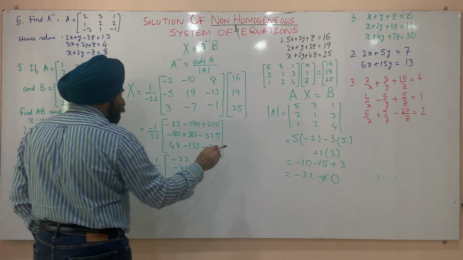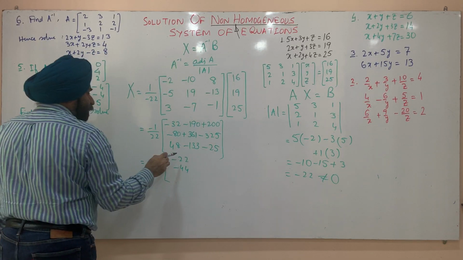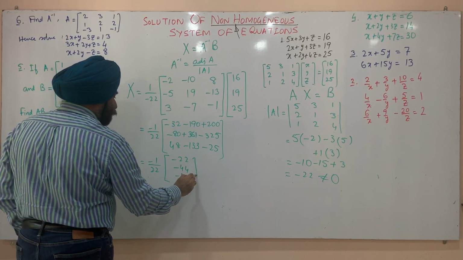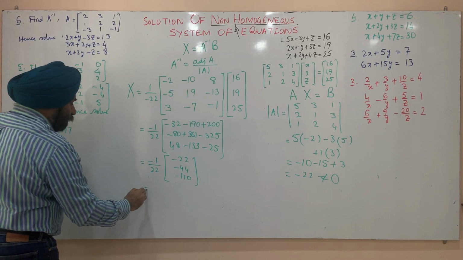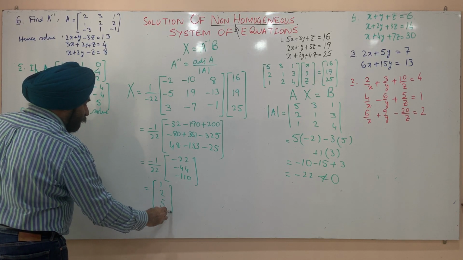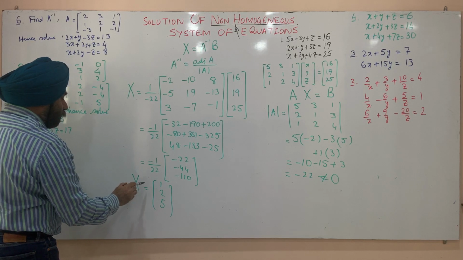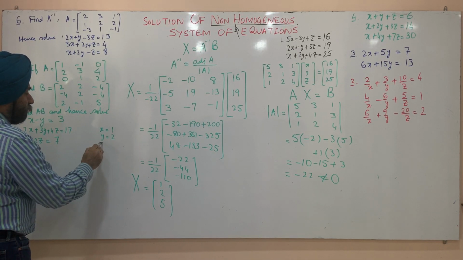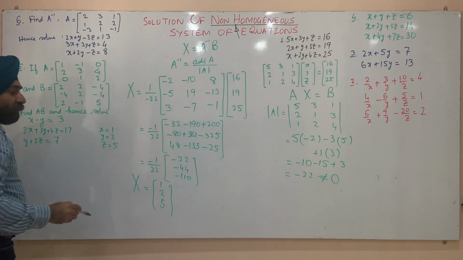And this is 158. 158 minus 48, 110. Minus this is 110. Divided by minus 22, we get 1, this is 2, and this is 5. So this is matrix X equal to. That means x is 1, y is 2, and z is 5.